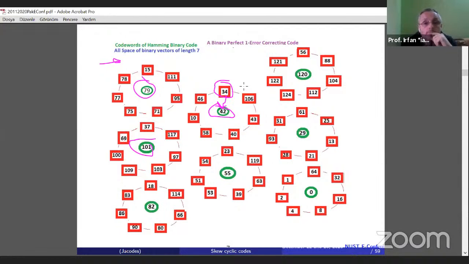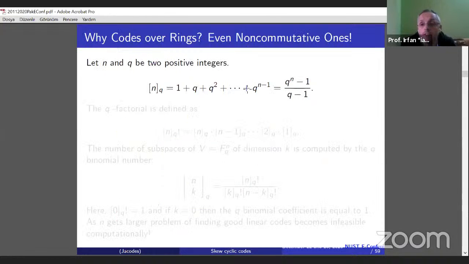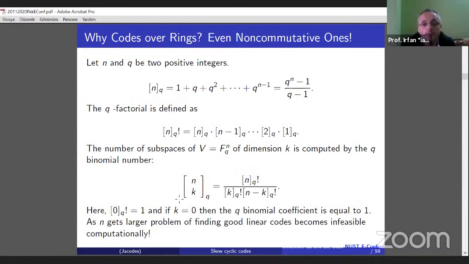That's what it means. Okay. So what is the deal with this? Even in the field case, we have too many subspaces. This is the Gaussian number. We can remember this one. So this is exponential, so we have too many. So it's not easy to write down, to list the subspaces and then pick the one which has the highest minimum distance capability.